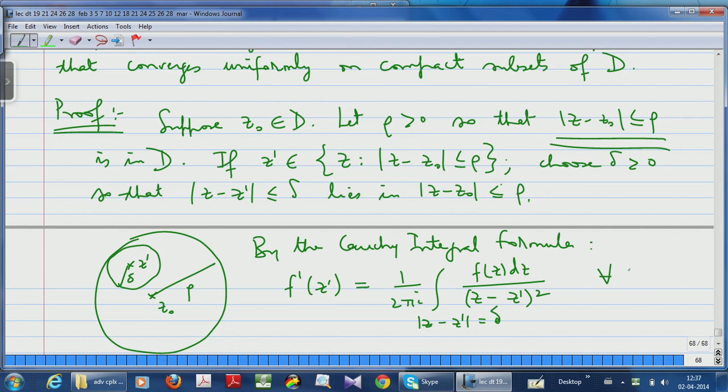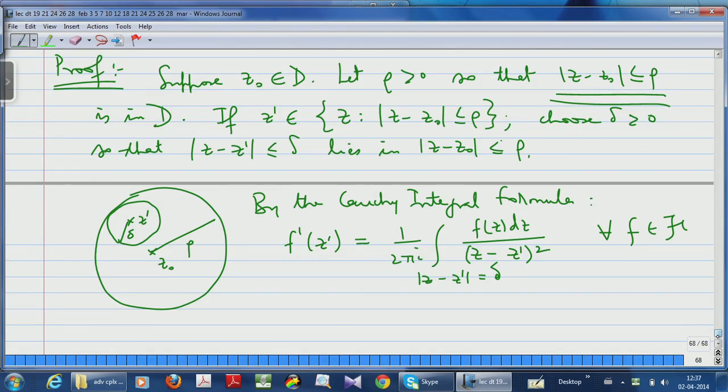This is true for all functions f in F. This is fine because, after all, F is a family of analytic functions. So this is true. Now apply this. I'm just trying to write out the Cauchy estimate. So what is the modulus of f prime of z prime?